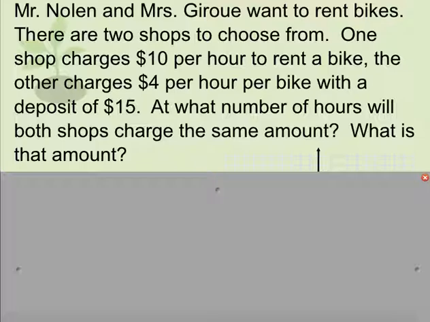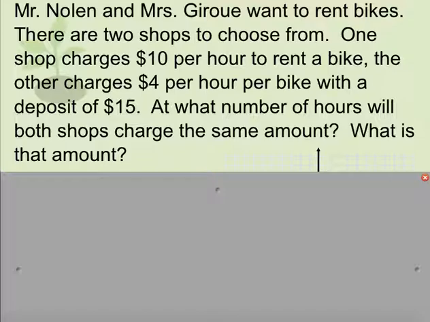Now, if we have a scenario, we might have to come up with some equations for this, and then plot them and find our solution. So, Mr. Nolan and Mrs. Drew want to rent bikes. There are 2 shops to choose from. One shop charges $10 per hour, and the other charges $4 per hour, but with a deposit of $15. At what number of hours will both shops charge the same amount?